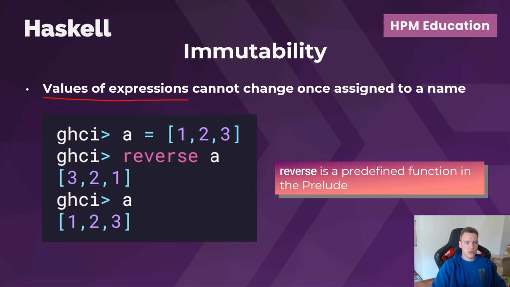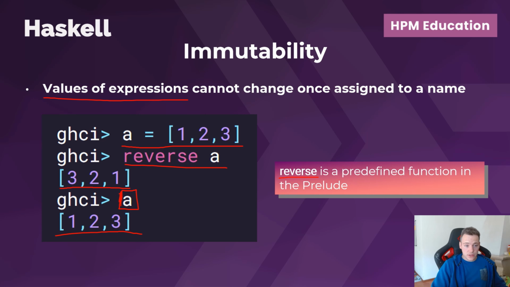So here we have an example of a list of 1, 2, 3 being assigned to A. And then we use the reverse function, reverse being a predefined function to reverse the order of a list. We use the reverse function on A and we get back the result of the reversed list 3, 2, 1. If we check what's the value of A again, we'll again get 1, 2, and 3. So A, once it's set to 1, 2, and 3, it can never change.